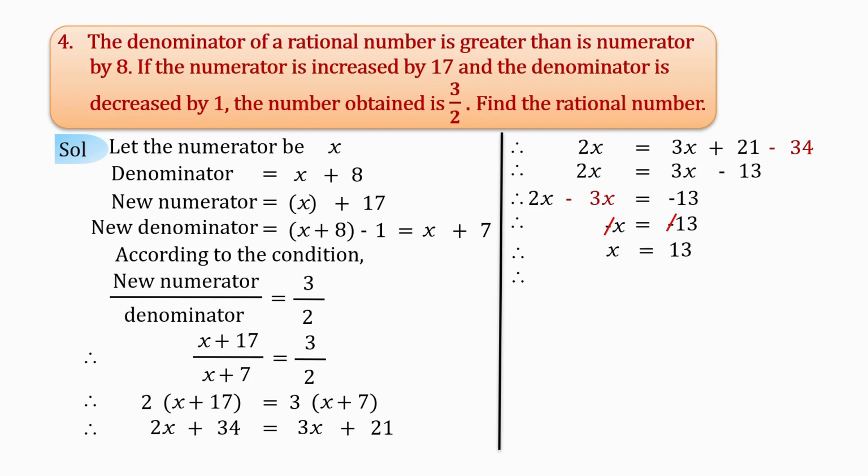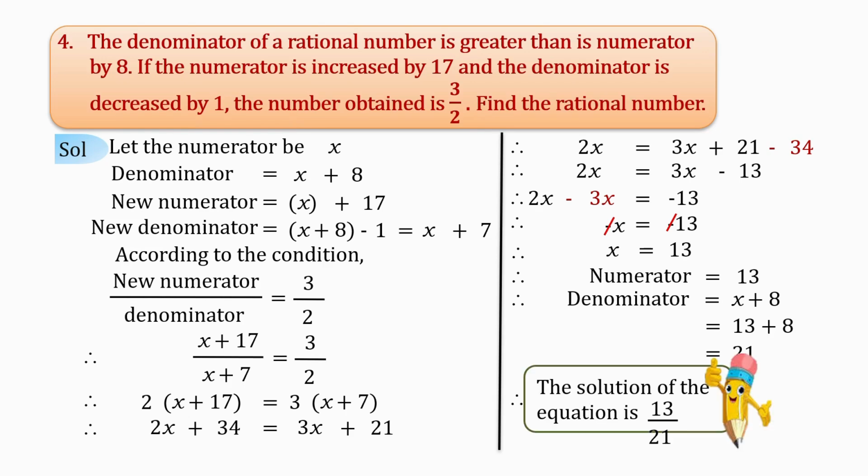So after finding x, that is not the final answer. We need to find the rational number. So this is the numerator we got, so we need to find the denominator as well. That is 21. So the rational number is 13 by 21.